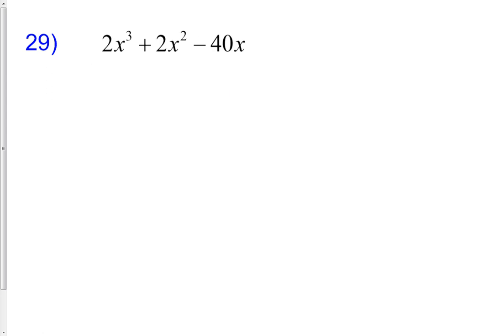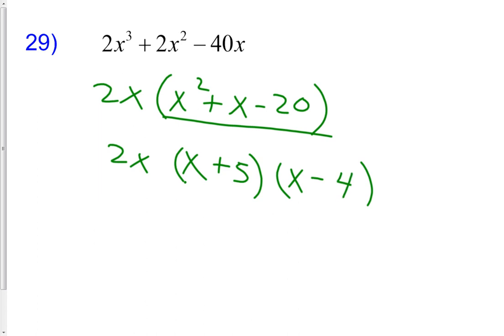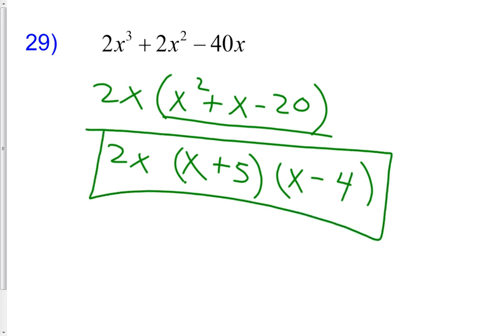Again, take out a GCF of 2x, so then you're left with x squared plus an x minus 20. So now we're going to factor this trinomial. X times x is x squared, and a plus 5 and a minus 4 make your negative 20, and your positive x in the middle.